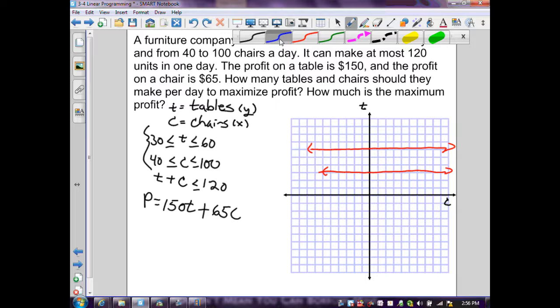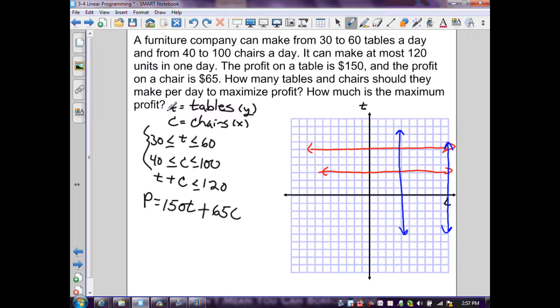And I know that will fall between 40 and 100. 10, 20, 30, 40, 50, 60, 70, 80, 90, 100. And I know the shading for that will fall between 40 and 100 because that's where C lies, between 40 and 100. Now, I need to graph our linear inequality, T plus C is less than or equal to 120. When I do that, I'm going to let C be X, T be Y.